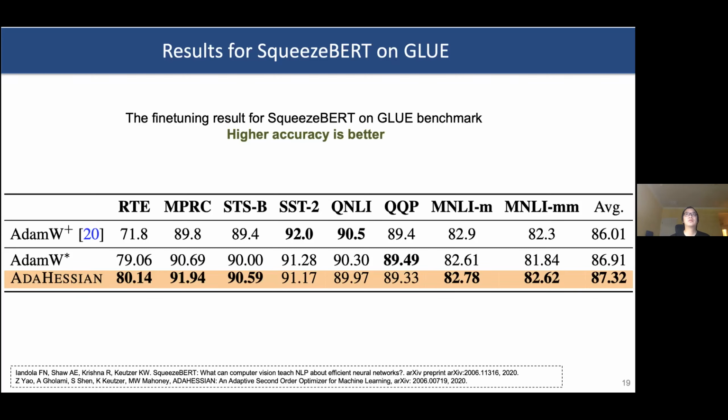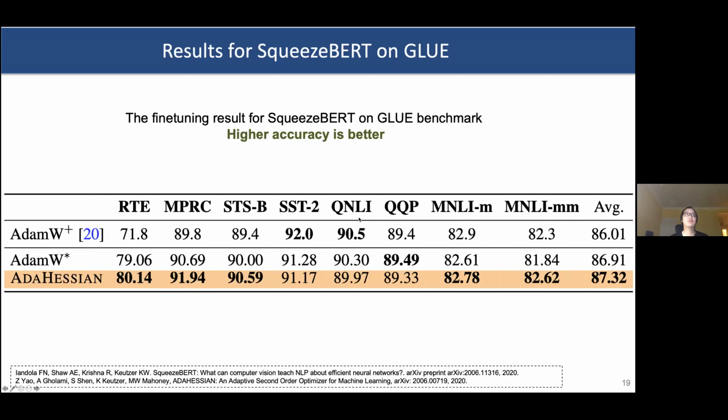The GLUE task has roughly 8 or 9 tasks, and except one or none of them, we tested all of them. One thing we have to admit is that AdaHessian is not the global optimizer or the universal optimizer. As you can see here, for some of the tasks, AdamW works better, for example SST-2, QNLI, QQP.